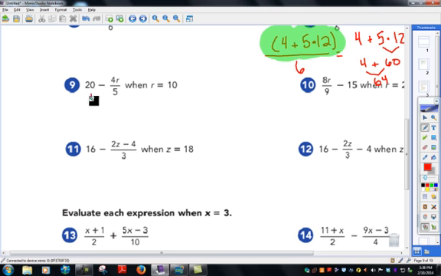So first of all we rewrite it as a numeric expression, so 20 minus, okay, in the numerator, I'm going to put that in parentheses. We always do that first. Hopefully you did. So I'm going to draw my fraction bar, and that just means 4 times 10, and then all of that should be divided by 5.